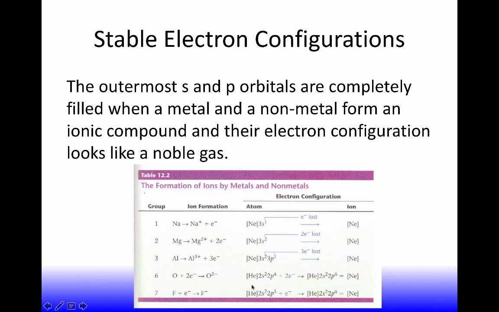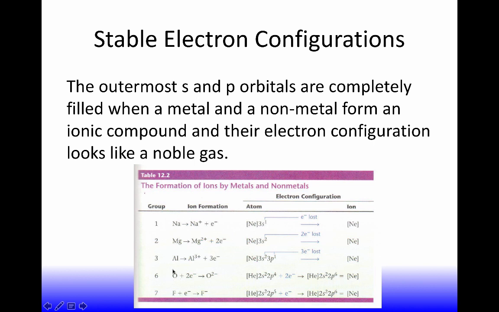This is a shorthand electron notation for sodium, magnesium, aluminum, oxygen, and fluorine. And you can see when sodium loses one, it looks like neon. Magnesium, which has 2 in its 3s, loses 2, looks like neon. Aluminum, which has 2 in its 3s and 1 in its 3p, boom, it also looks like neon.